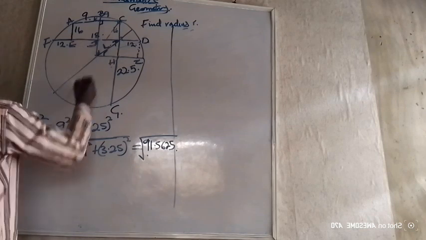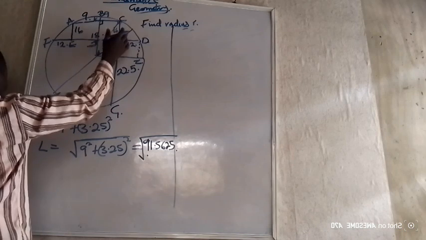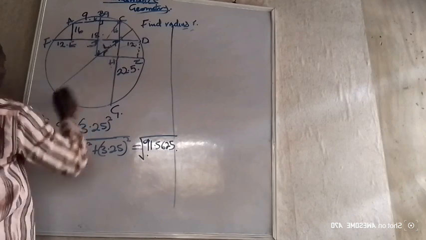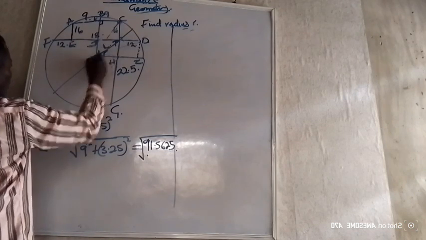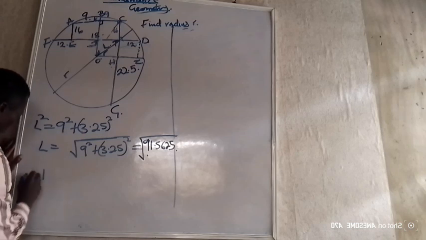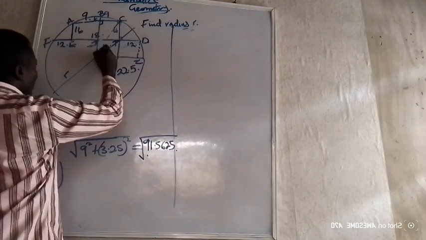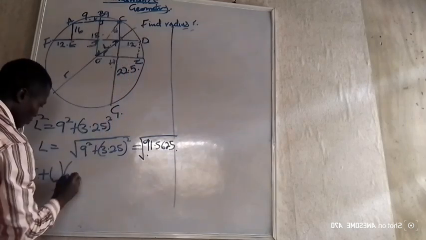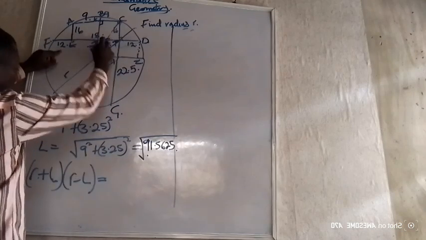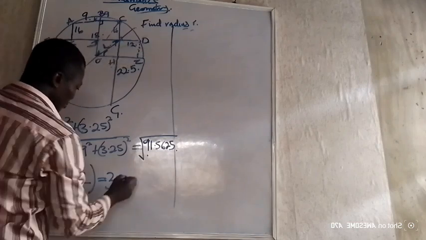This is L. So from here to here is R. From here to here is R. We can also apply the product of parts of the chord to this. So if this is O, this is R. From here to here is R plus L, and from here to here will be R minus L, which will be equal to FT, that is 12 plus 18, 30, multiplied by 12.